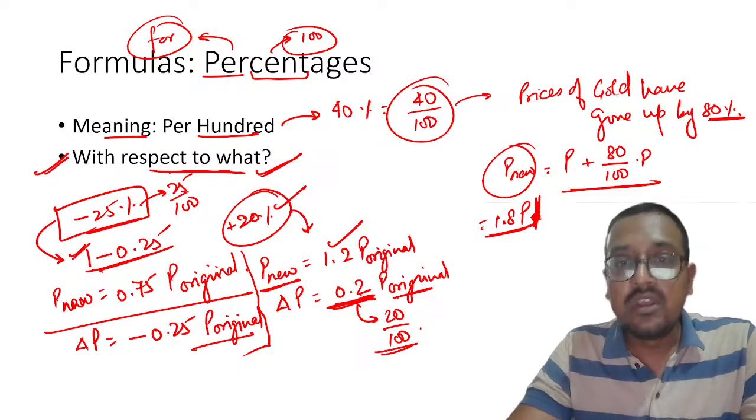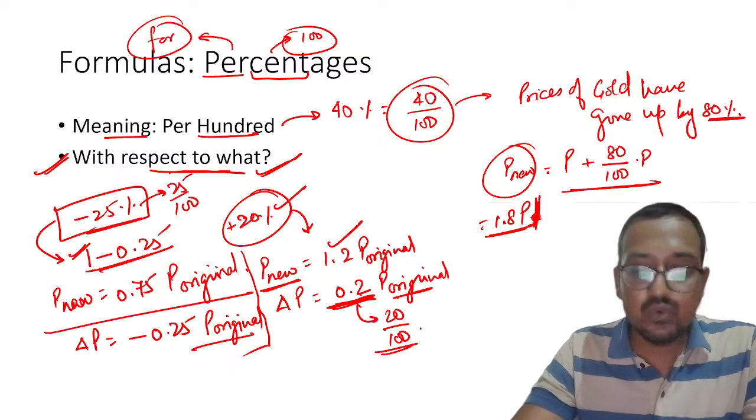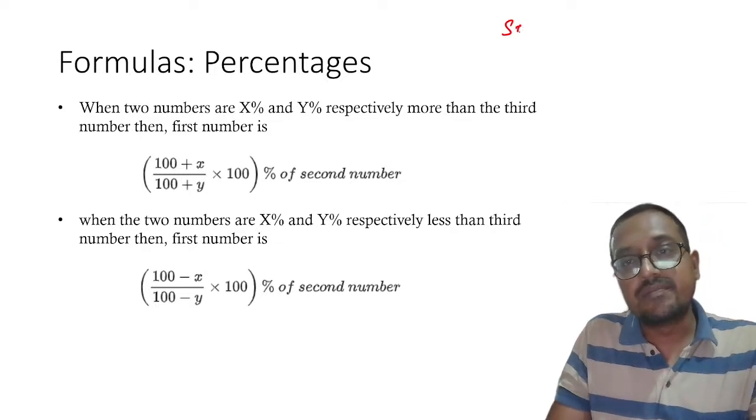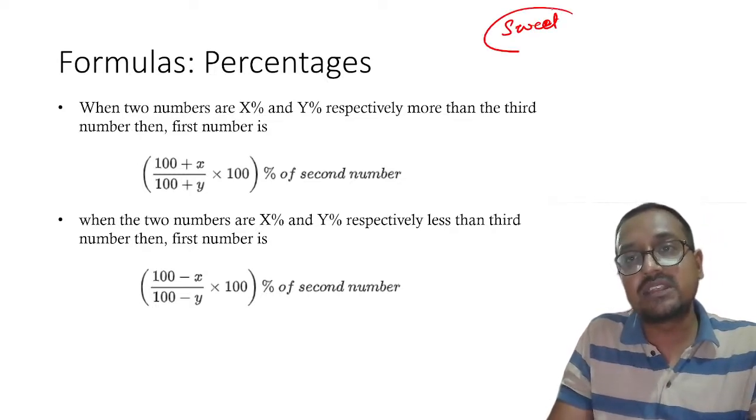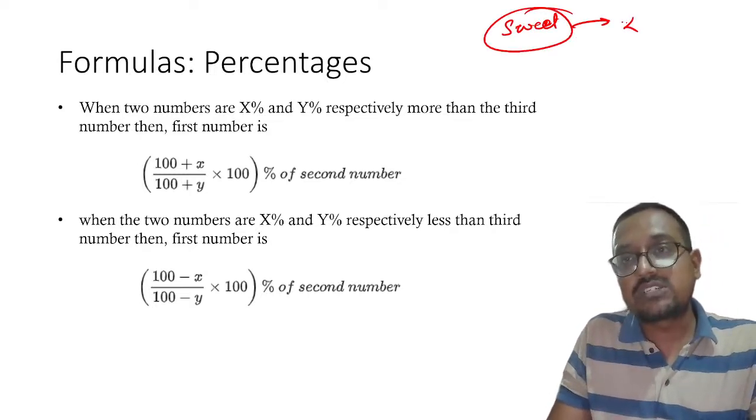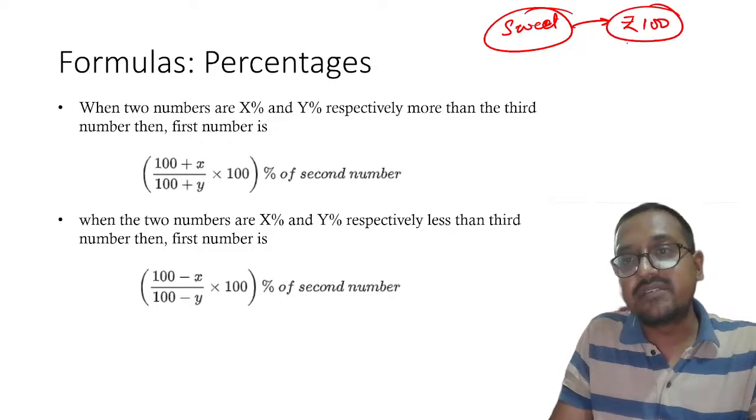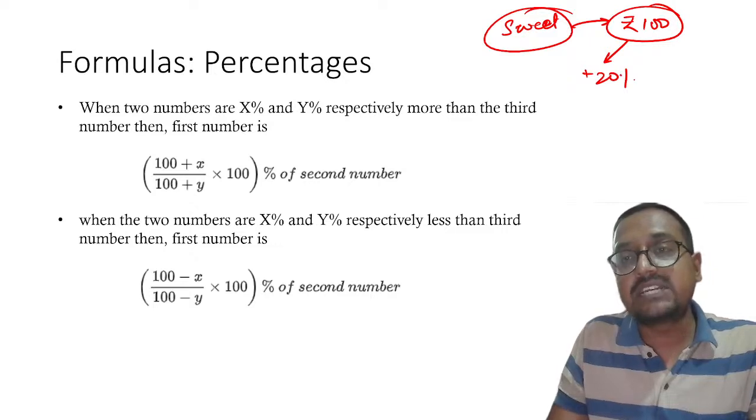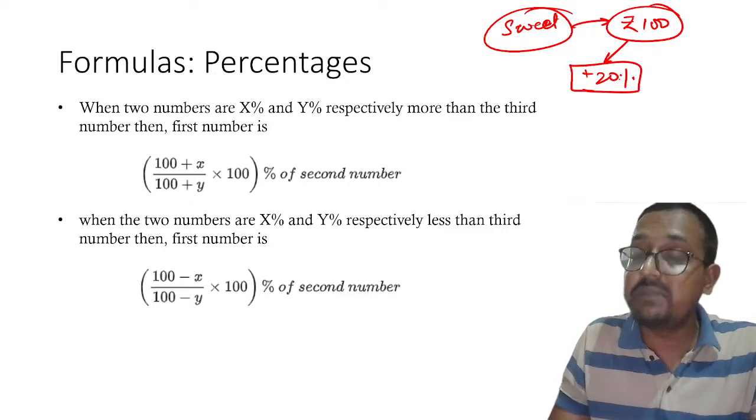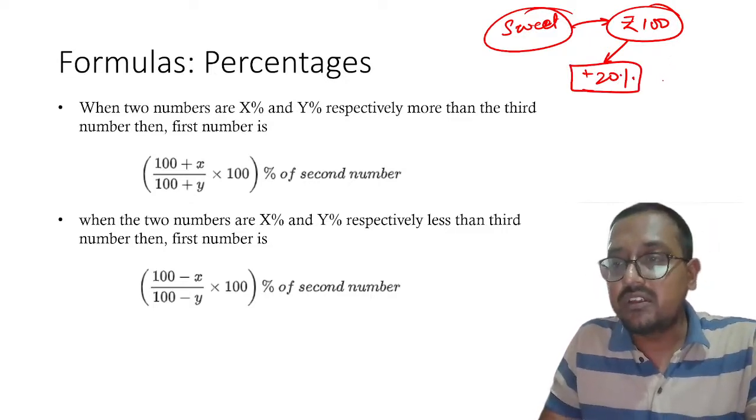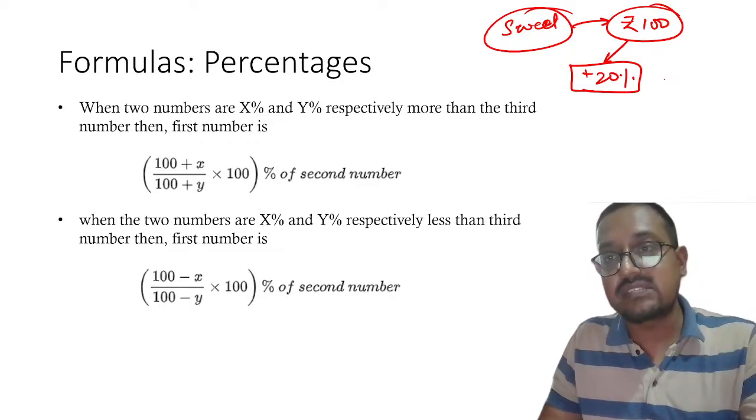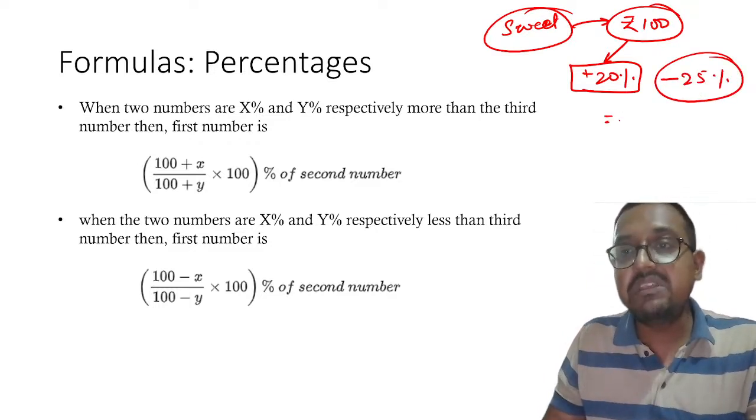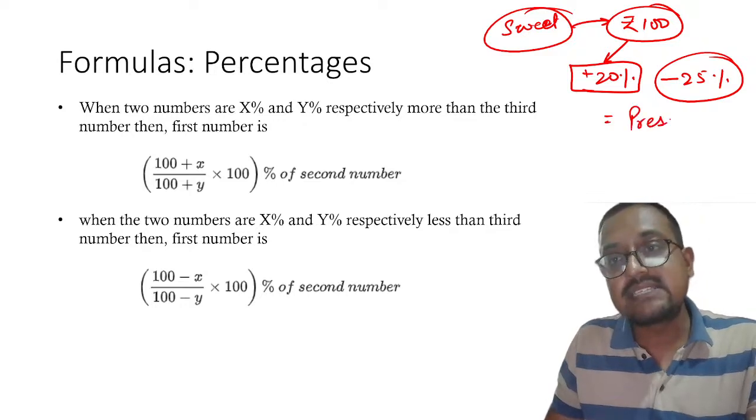With respect to what? For example, let me give you one question. Let us say a sweet, motichoor ke laddu or besan ke laddu, costs rupees 100. Due to some reason, there was an increment, increased by 20%. Later on, due to certain other circumstances, the prices decreased by 25%. Now, can you tell me the present price, the current price?